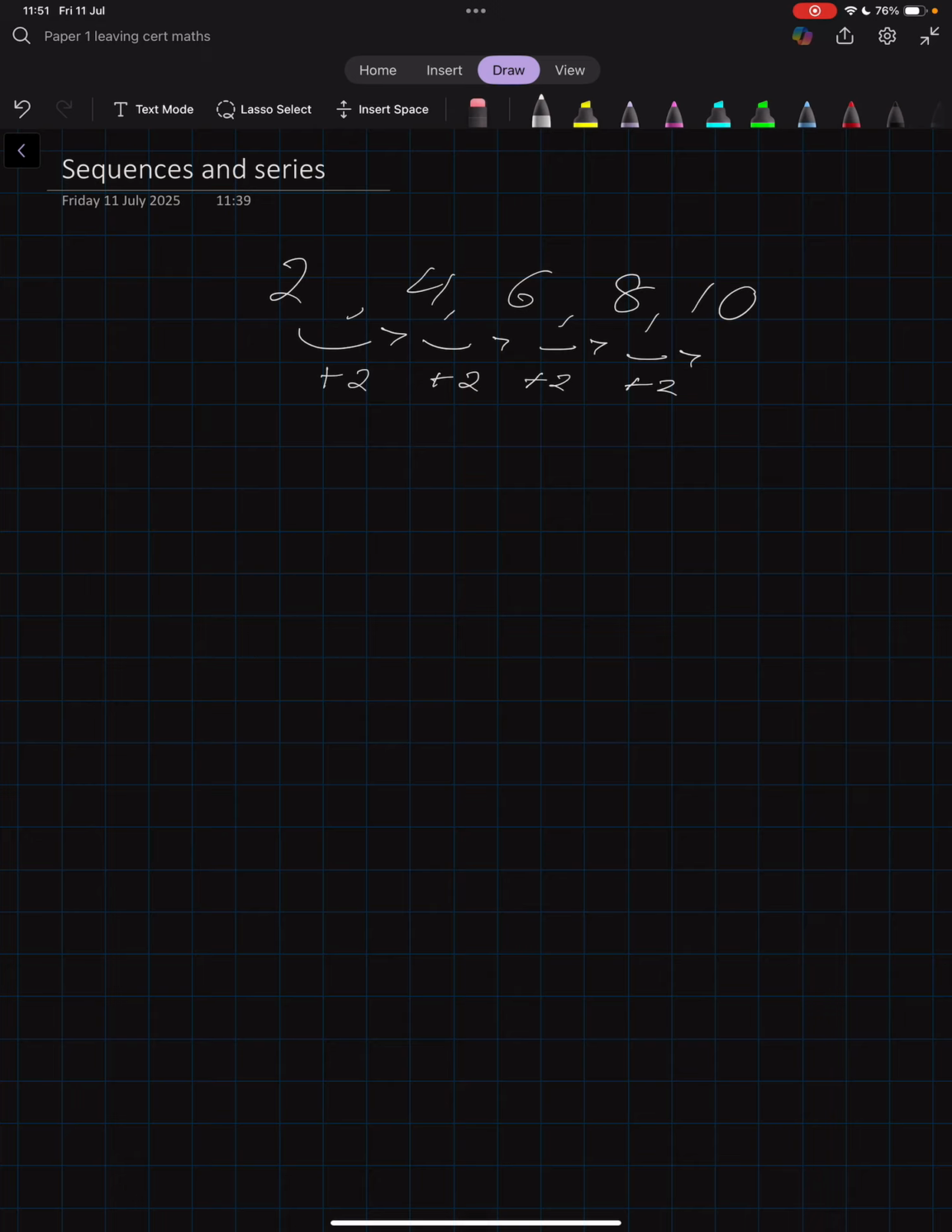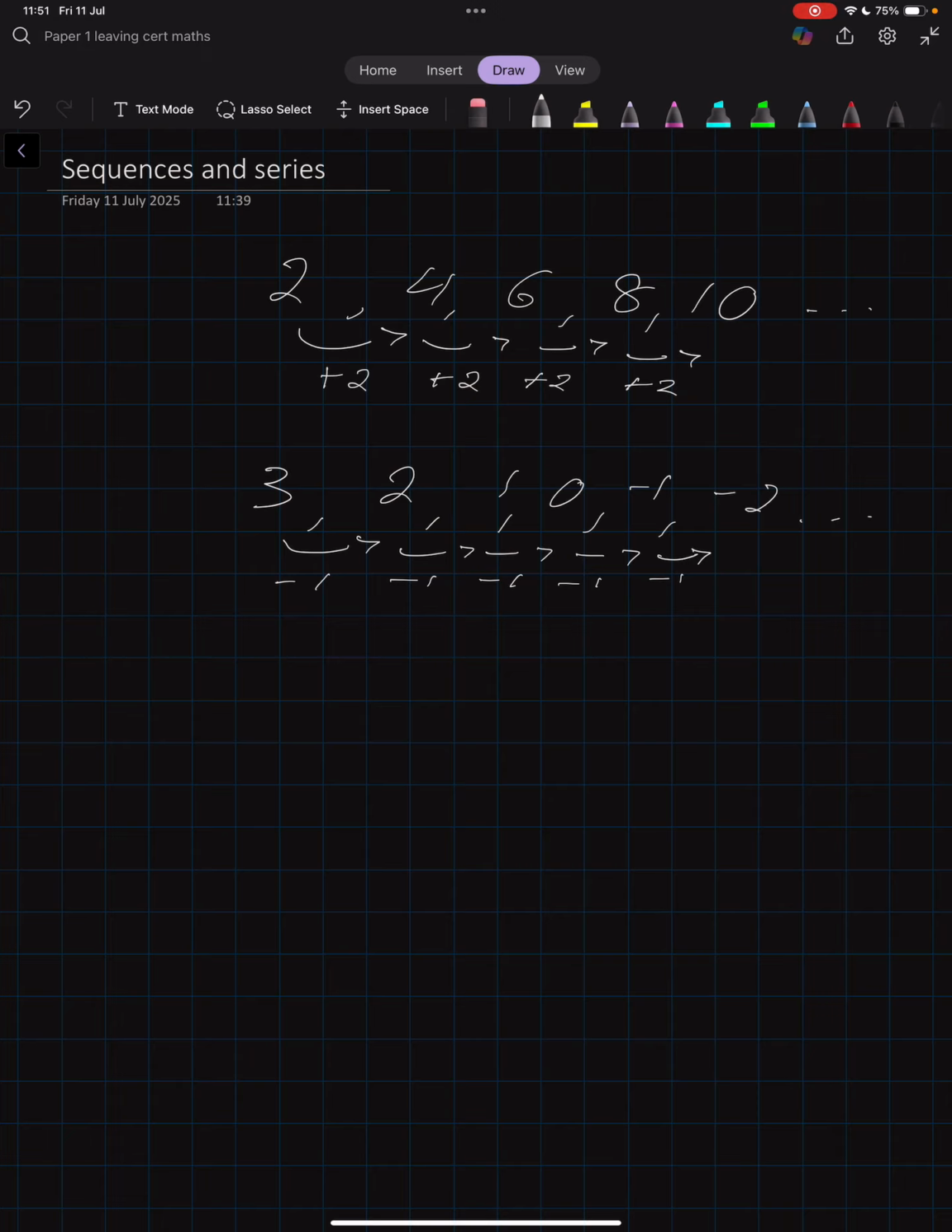Another linear sequence would be something like 3, 2, 1, 0, -1, -2, and so on. Because how do I go from this one? I just subtract 1 each time. So that's how you identify a linear sequence.